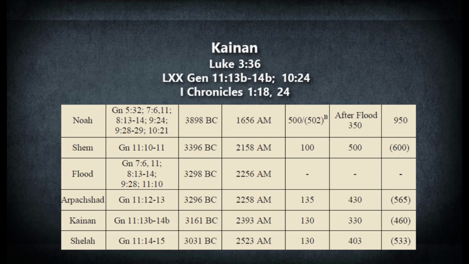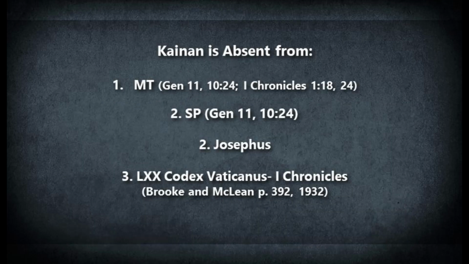Maybe not conflict, but conflicting data, maybe is the better way to say it. The first thing we noticed quite obviously is that Kanan is absent from the Masoretic text. He's also absent from the Samaritan Pentateuch. In the Masoretic text, it's in four places that Kanan simply is not in the text, and this is something that has to be taken seriously.